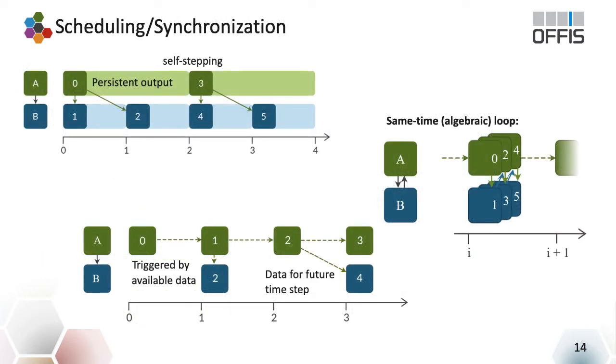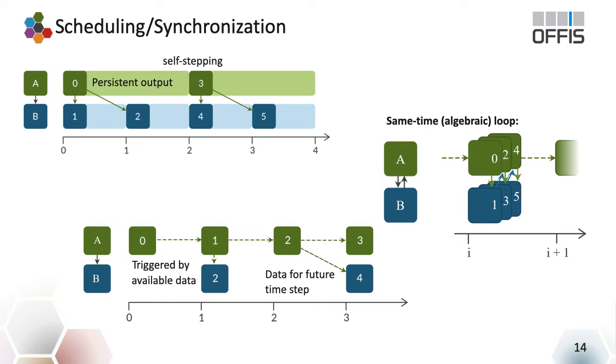Okay, so what does this mean from a scheduling point of view? Here at the top, there is this traditional Mosaic simulation, which of course is still supported. You can do this self-stepping, you can still do it in exactly the same way. The output of your simulator, here A in this example, is persistent. So simulator B will use the output of A, even if it's at a different time step, everything is fine.